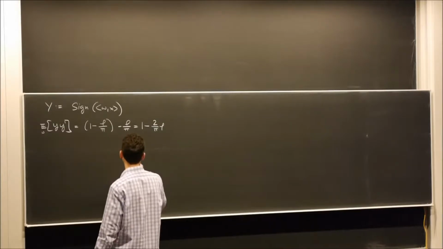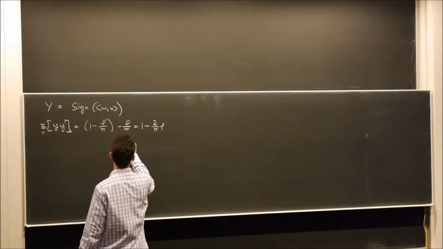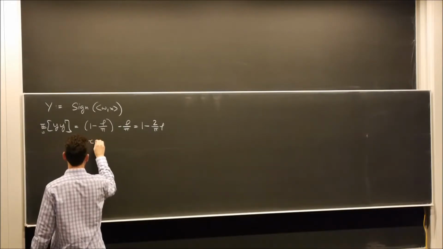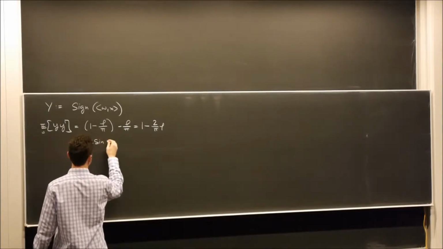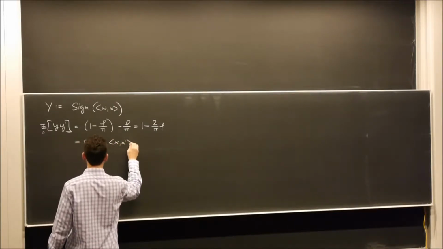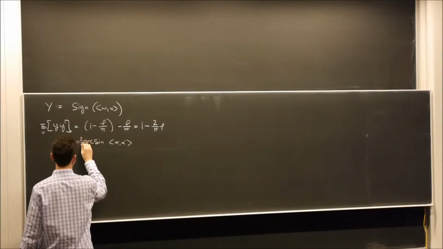So I can also write this as arc sin of x prime, and I have a 2 over pi here.